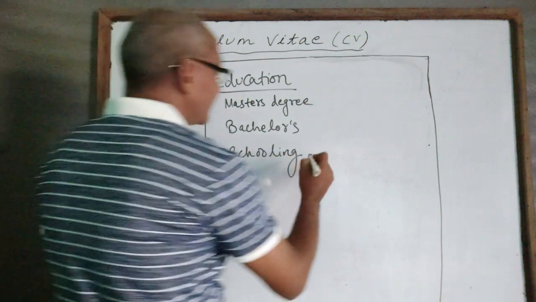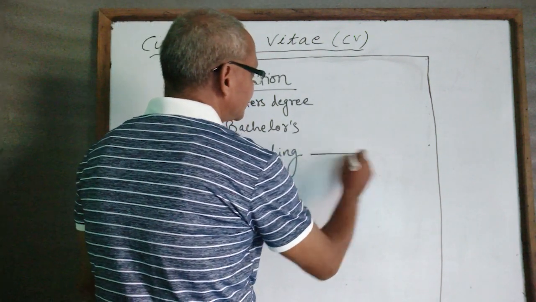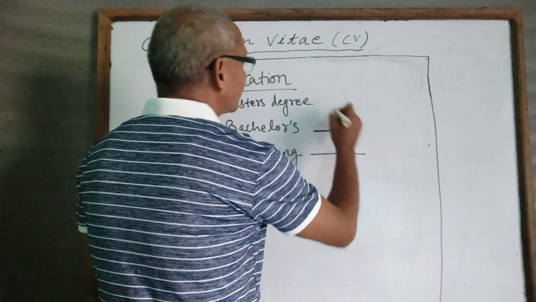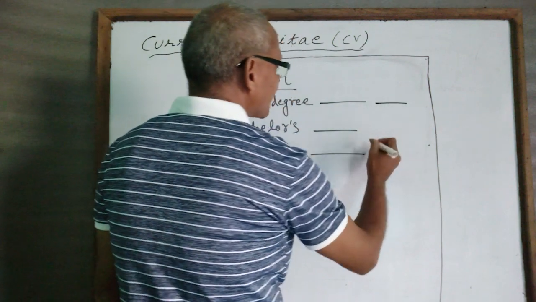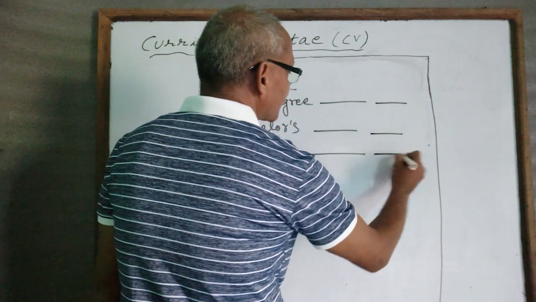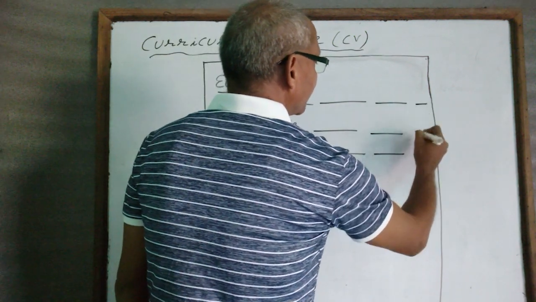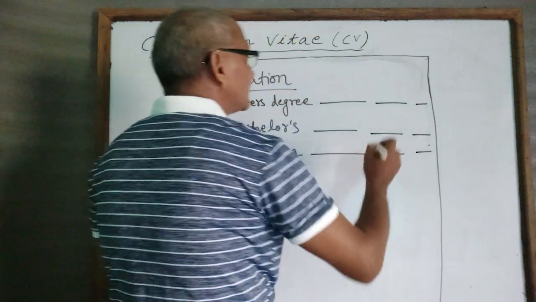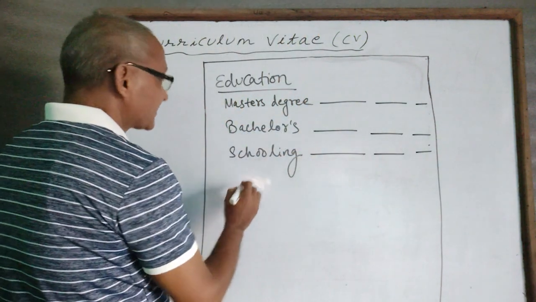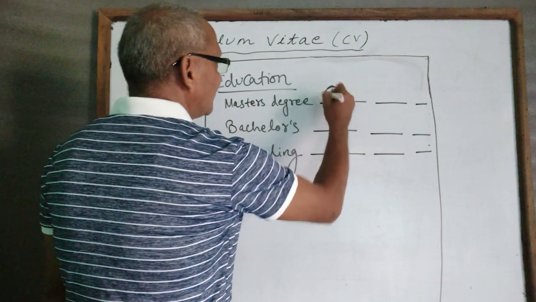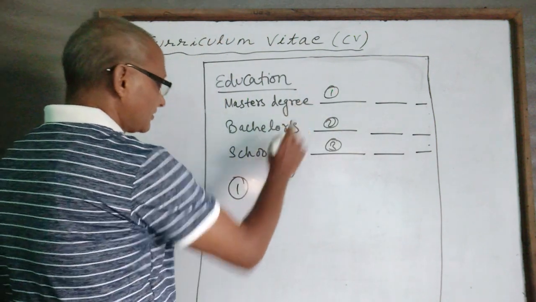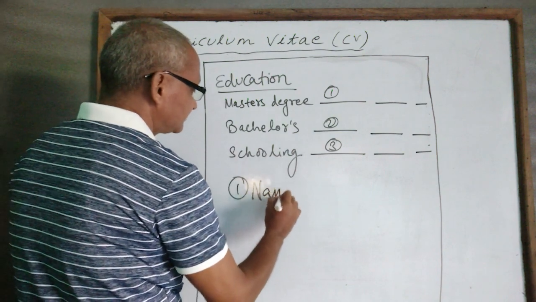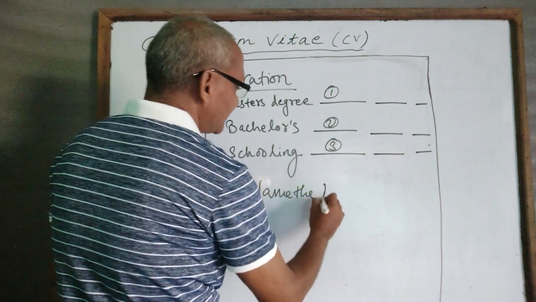So, name of the institution, here you write the name of the university or college, the year you passed, and with what percentage or GPA. So first of all comes this one, number 1, number 2, number 3. Number 1 is the name of the institution.